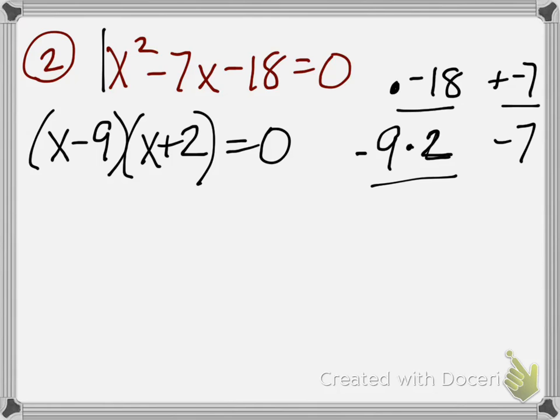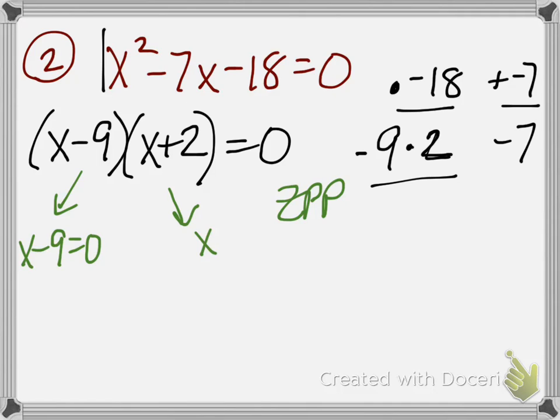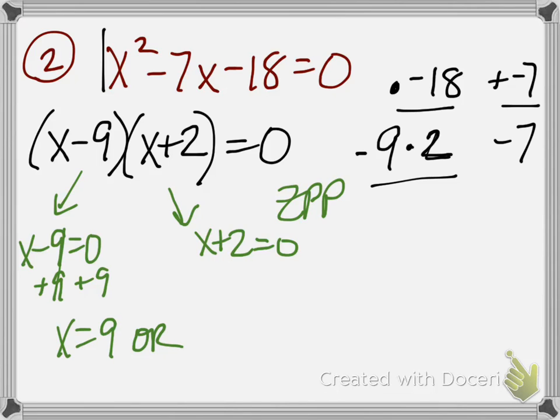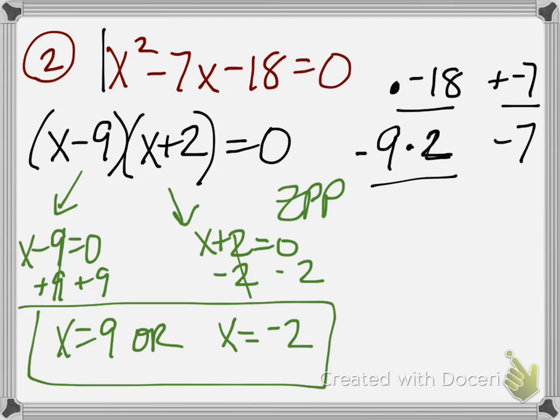Again, if I was just factoring, I'd be done, but I am solving, so using the ZPP, x minus 9 equals 0, or x plus 2 equals 0. Solve each for x, so we add 9, so x equals 9, or here we would subtract 2, x equals negative 2. And there are solutions for number 2. Number 3.